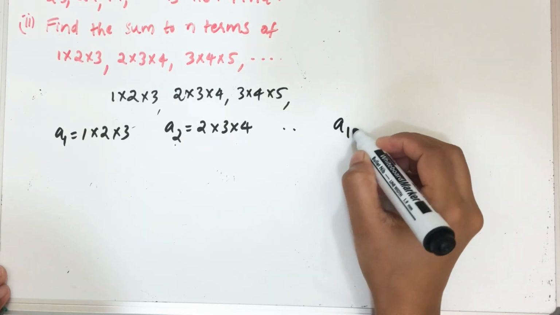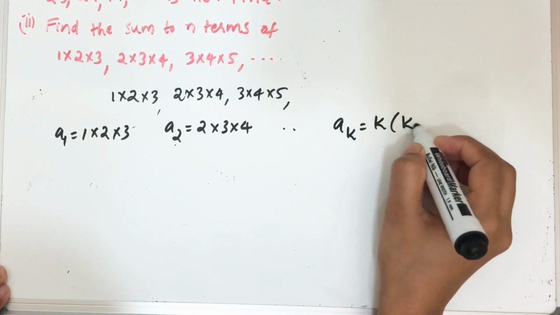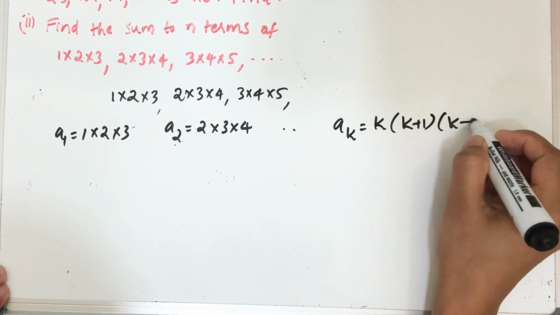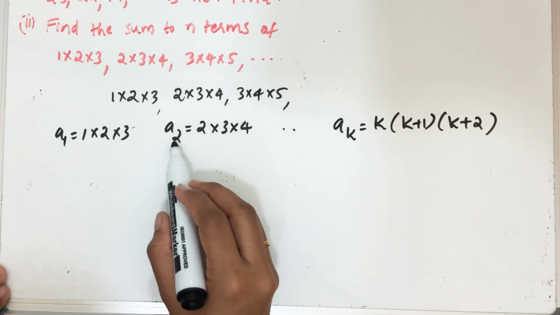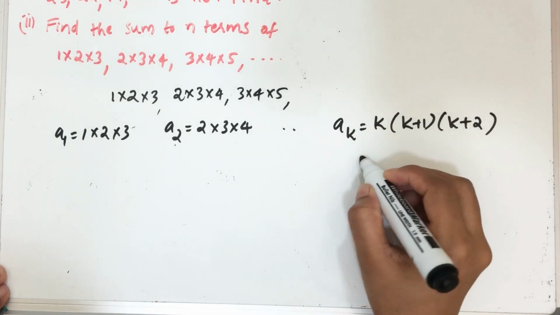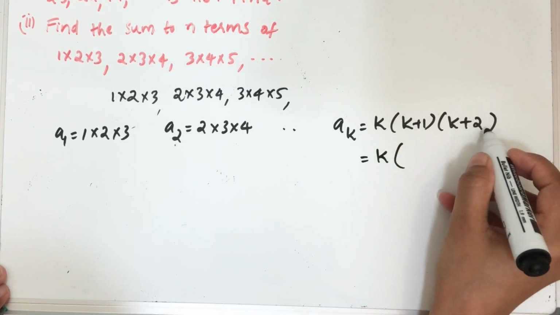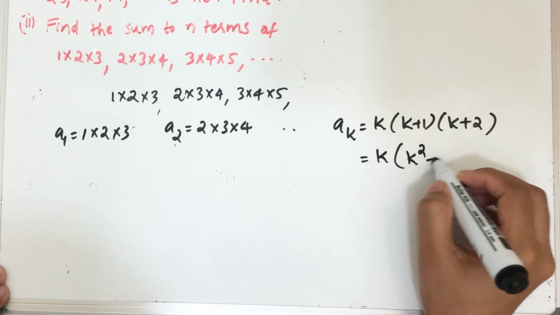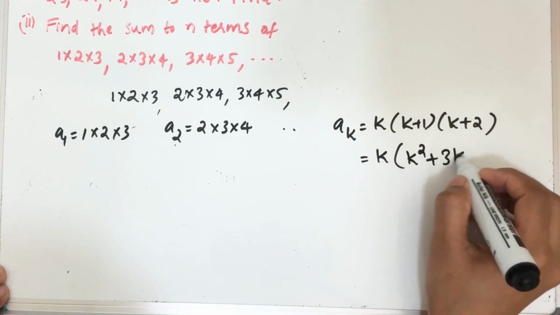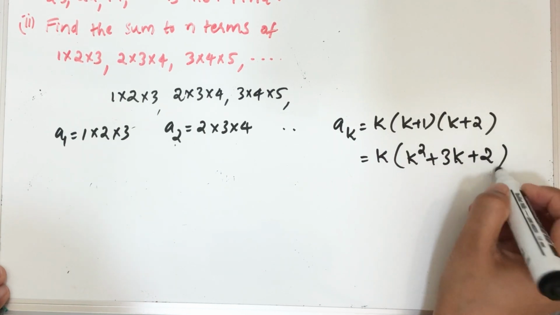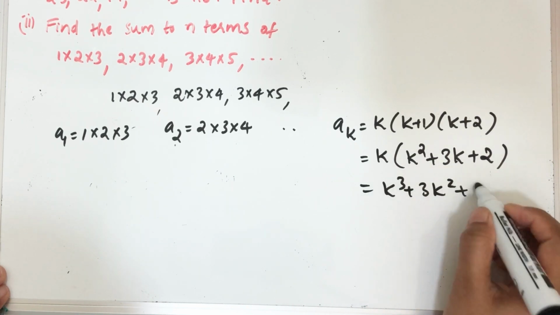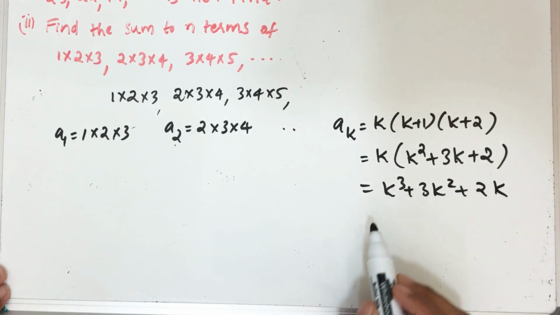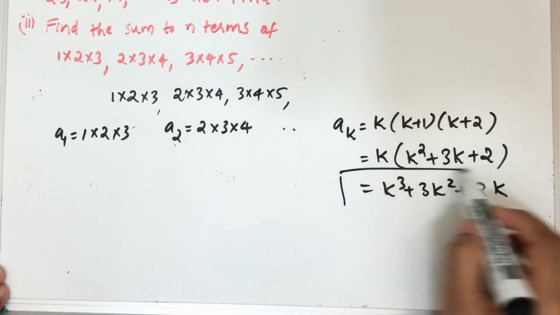Like that we can write a_k is equal to k into k plus 1 into k plus 2. That is the product of three consecutive terms starting from the subscript. This is equal to k into (k plus 1) into (k plus 2), that is k square plus 2k plus k, 3k plus 1 into 2, 2, which is equal to k cube plus 3k square plus 2k. So the general term is this.